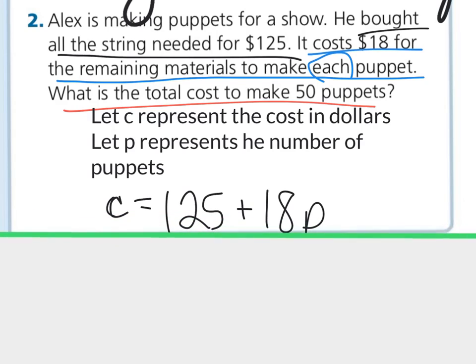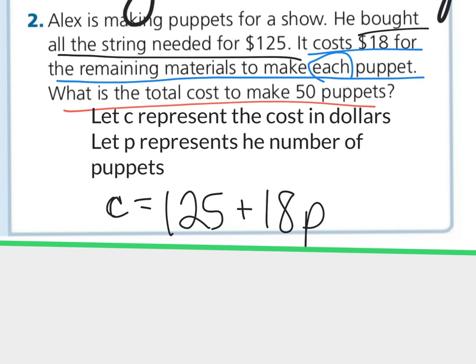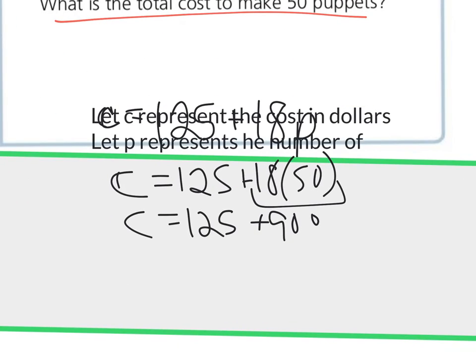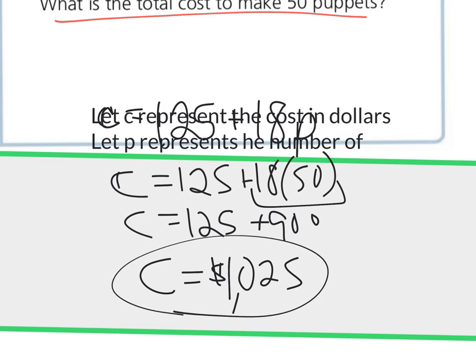And then we can use that equation to figure out the cost for 50 puppets. Substitute 50 in place of P. Use order of operations, so 18 times 50 is 900. And then if you add 125 and 900, it would be $1,025. So this gives you a little bit of an idea of what we've done in lessons 4.6 through 4.10.